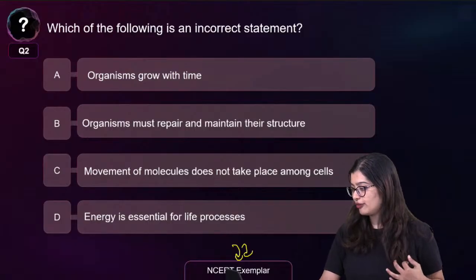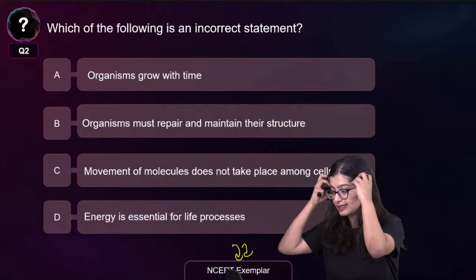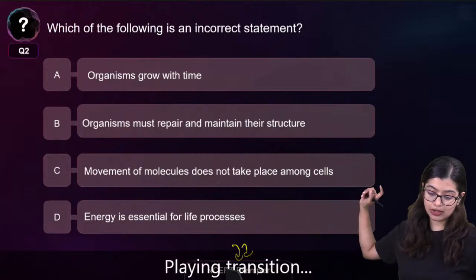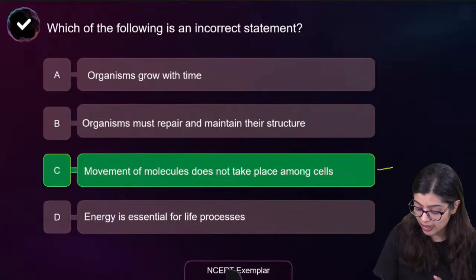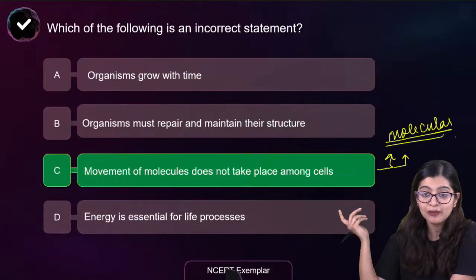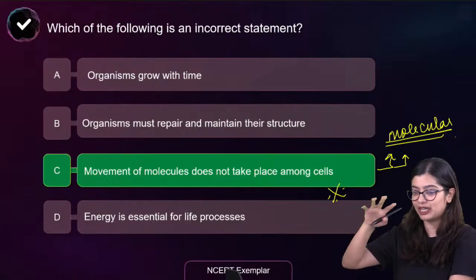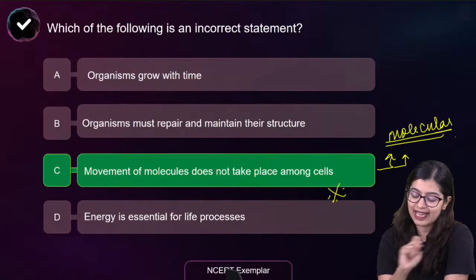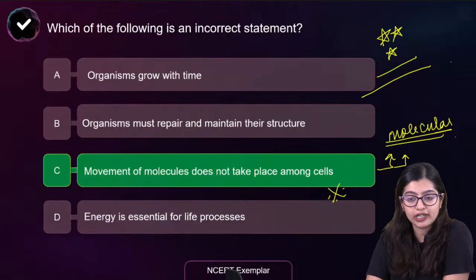Super, very good, all of you. I can see that many of you have given me the correct answer. So in this particular case, option C is incorrect because we know that movement of substances can take place at a molecular level as well. So the incorrect statement here is that of option C. Very, very good.